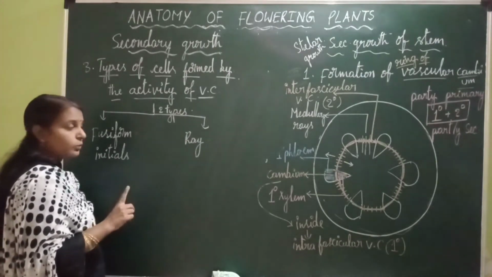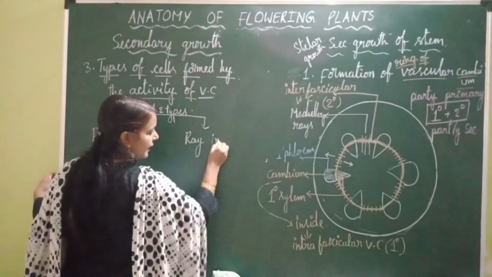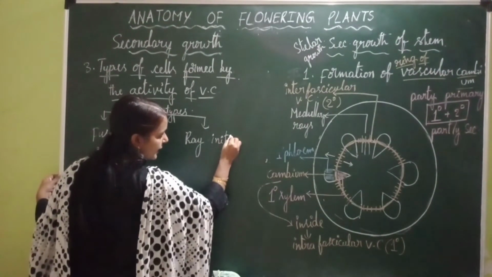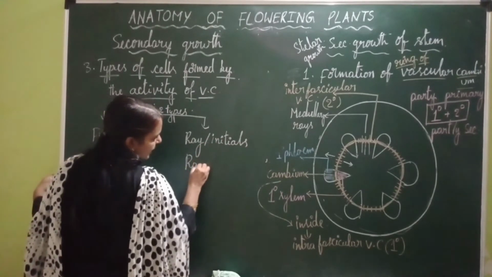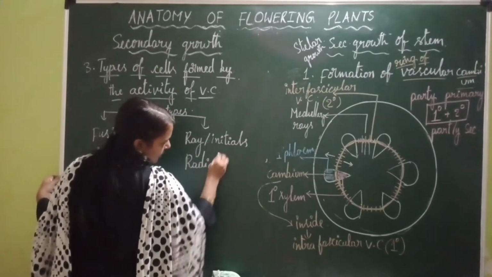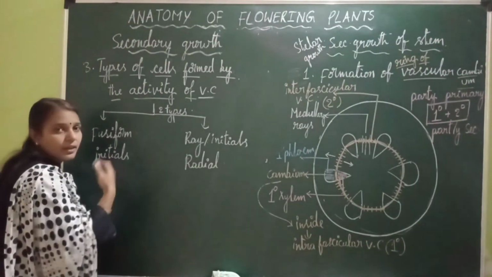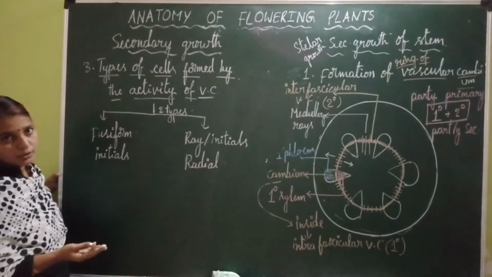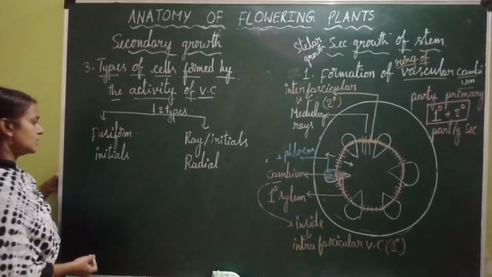That means towards the outer side, both fusiform initials and ray initials, which are also called radial initials, are formed. Ray initials or radial initials, right? Okay. So, towards the outer side also, fusiform and ray initials will be formed. Towards the inner side also, that is towards secondary xylem, ray initials and fusiform initials are formed.